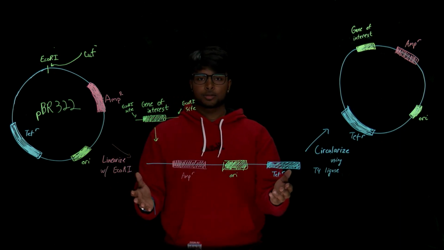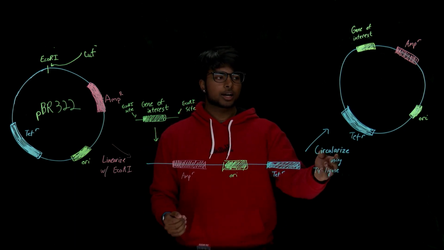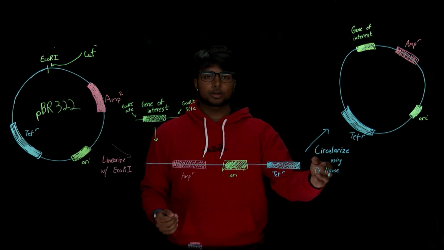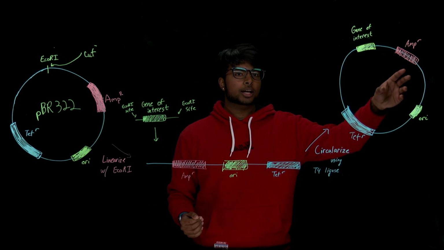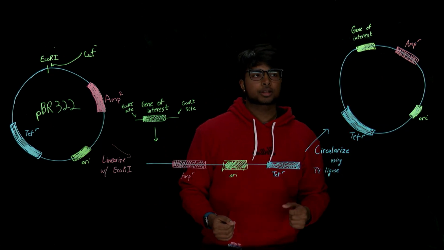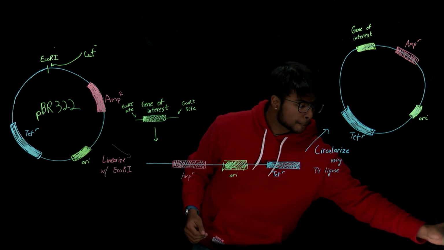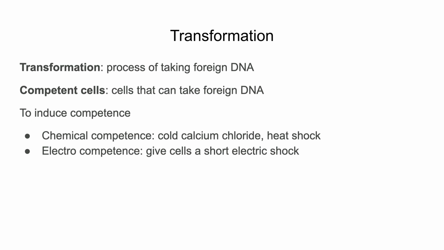Once this gene of interest is integrated, then we will circularize the linear piece of DNA using T4 ligase to create a new plasmid with our gene of interest inserted. We have seen how to create a cloning vector, but what is the process to insert that vector into bacteria? Transformation is the process of taking in foreign DNA. Cells that are capable of taking up foreign DNA are known as competent.